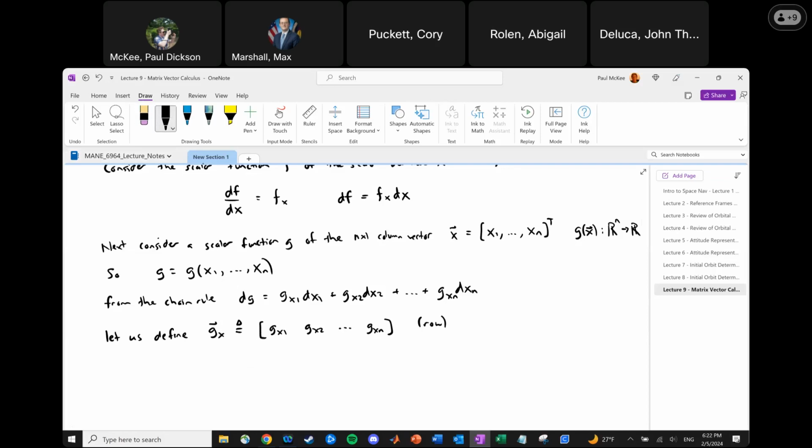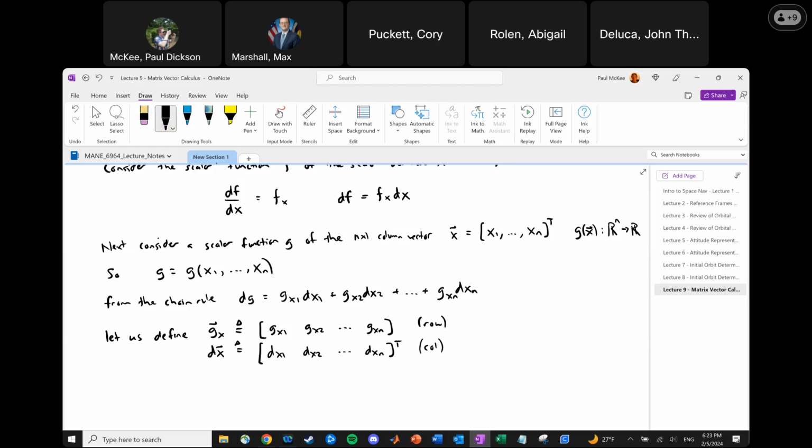Right? And then we'll also say the differential of x is all of those differentials added up. So that's dx1, dx2, all the way to dxn. And this is transpose. So this is a column vector.